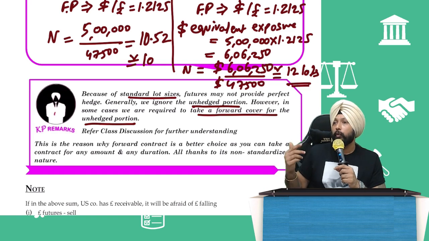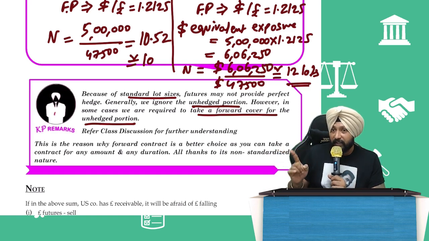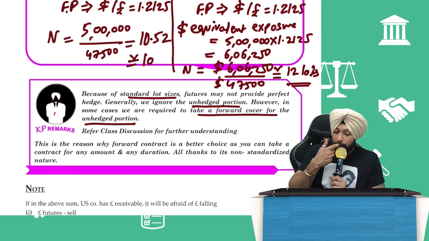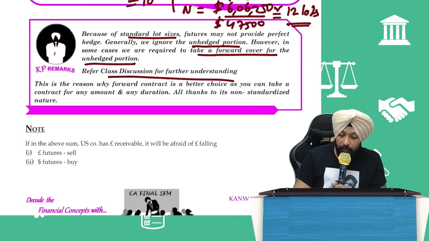Now, sir, what should we do in the exam? If the question is silent, don't do anything. Just under hedge and leave it. But if they specify that you should take a forward cover, only then we will take a forward cover. Understood? So I've said refer to class discussions for further understanding. We'll do one sum on that later on.